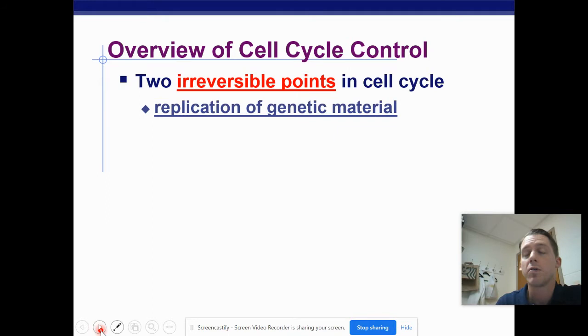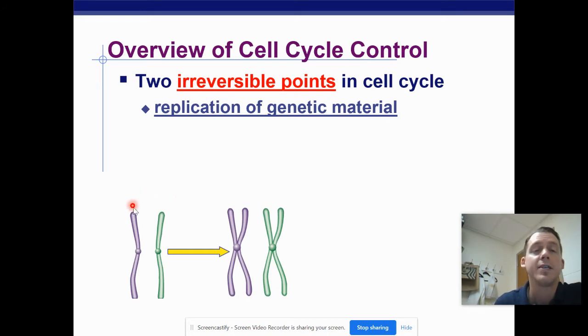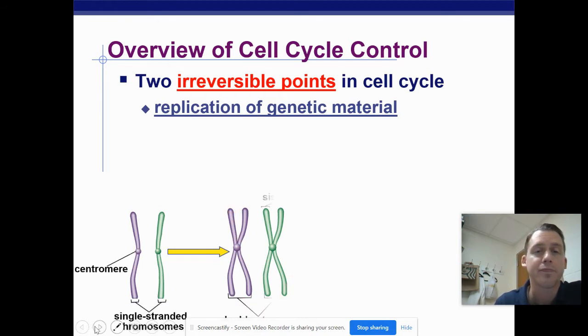The first irreversible point is when the genetic material has been replicated. Once you've replicated your DNA, you can't go back. That's what we see here: a homologous pair that is unreplicated becoming a replicated homologous pair.